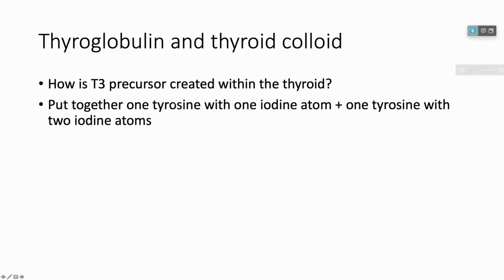So yeah, you have one tyrosine that has one iodine atom, right? So that would be the T1, right? And you've got one tyrosine with two iodine atoms. That's the T2, right? So one iodine plus two iodines makes 3. So that's where the 3 comes from, literally.